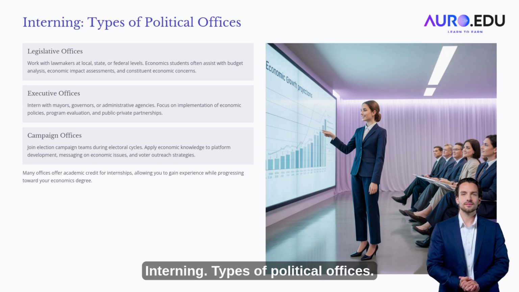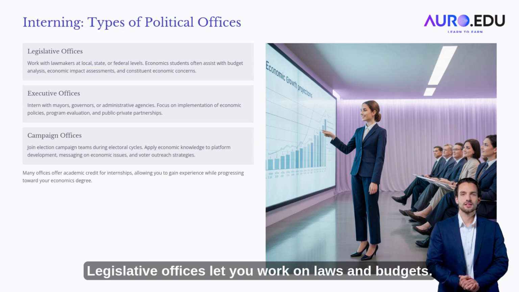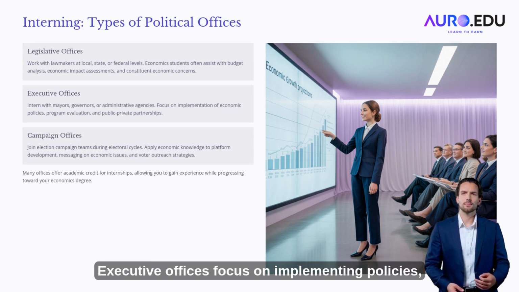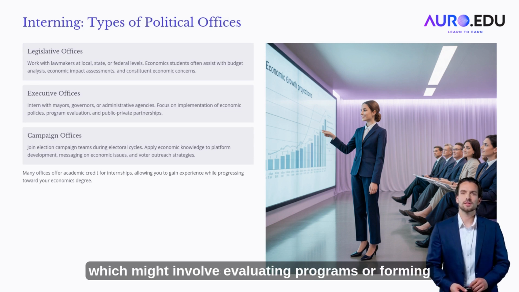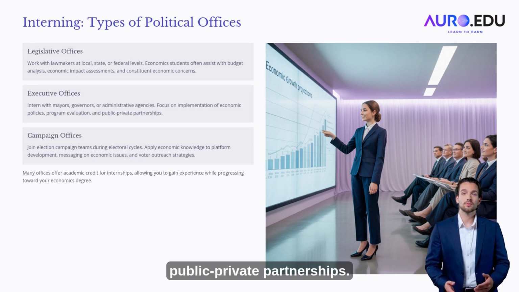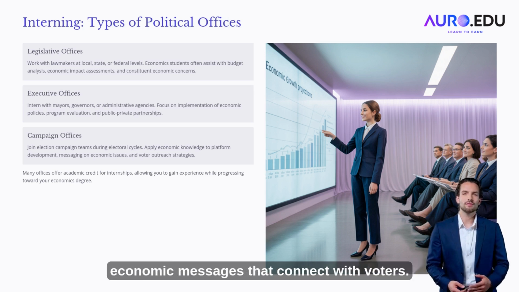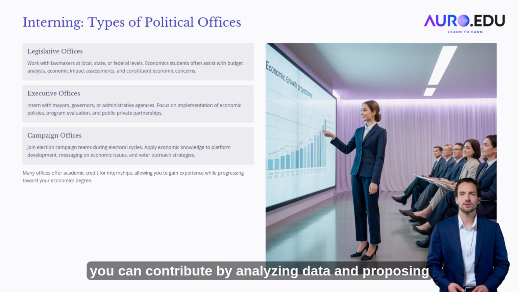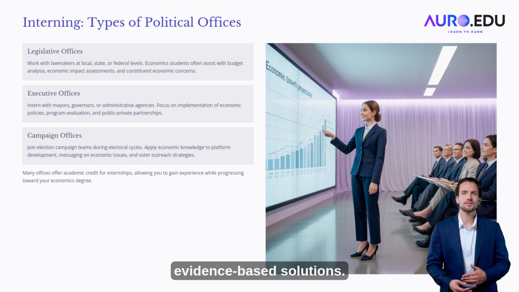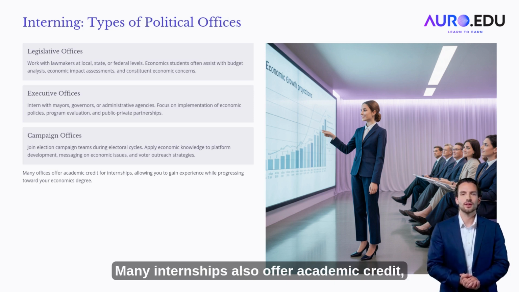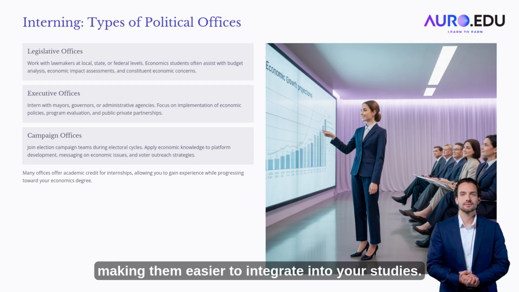Interning. Types of political offices. Legislative offices let you work on laws and budgets. Executive offices focus on implementing policies, which might involve evaluating programs or forming public-private partnerships. Campaign offices are fast-paced and require you to craft economic messages that connect with voters. In all cases, you can contribute by analyzing data and proposing evidence-based solutions. Many internships also offer academic credit, making them easier to integrate into your studies.